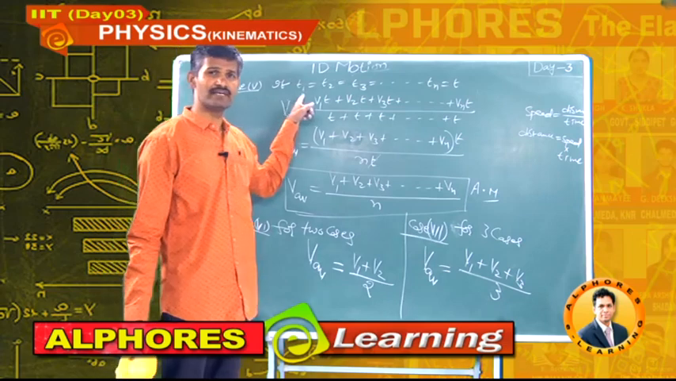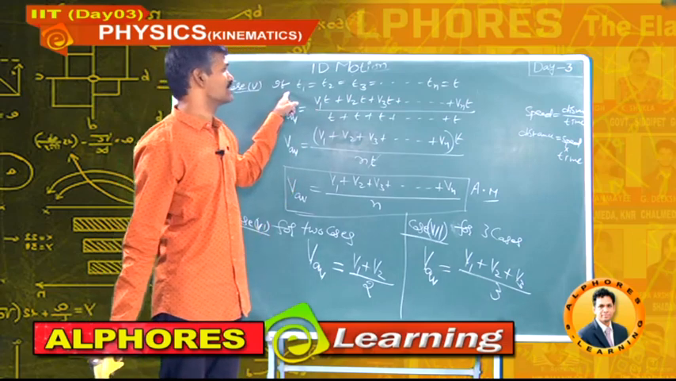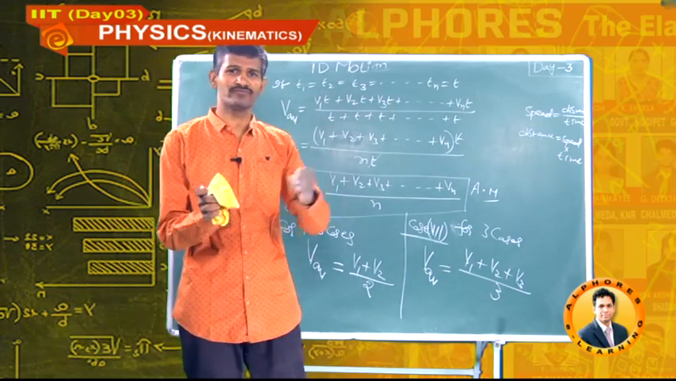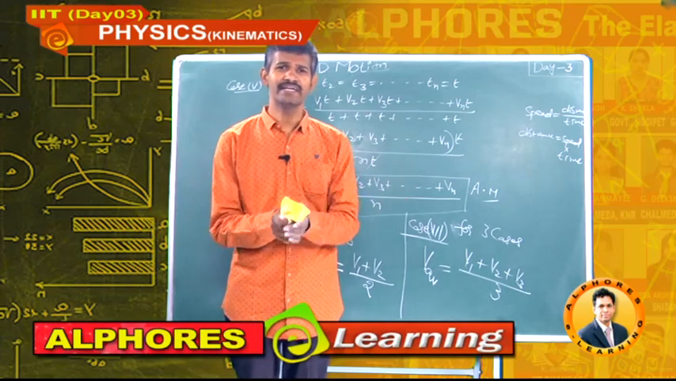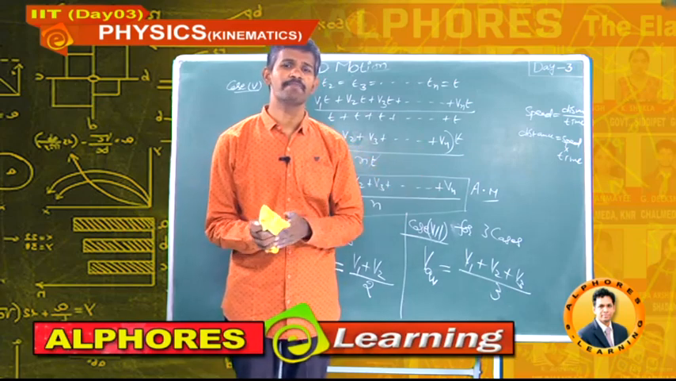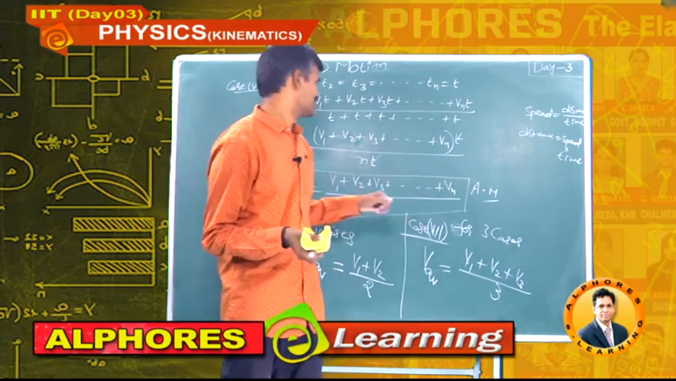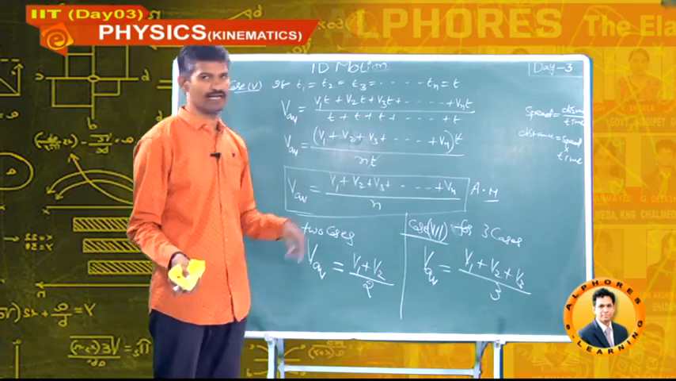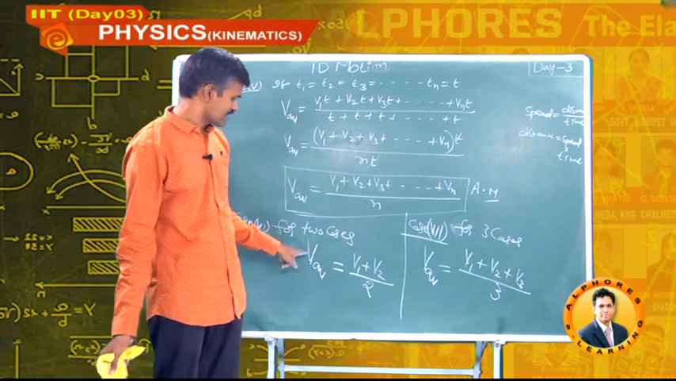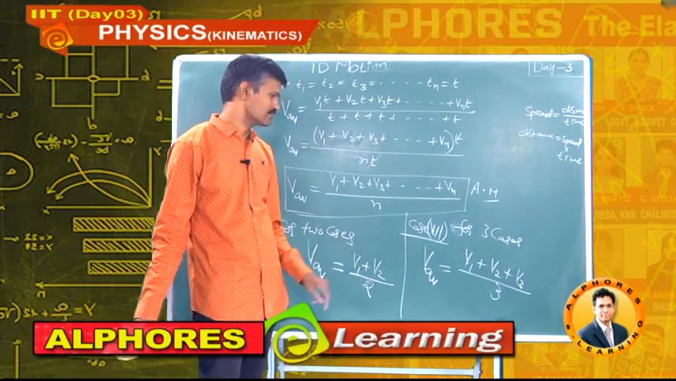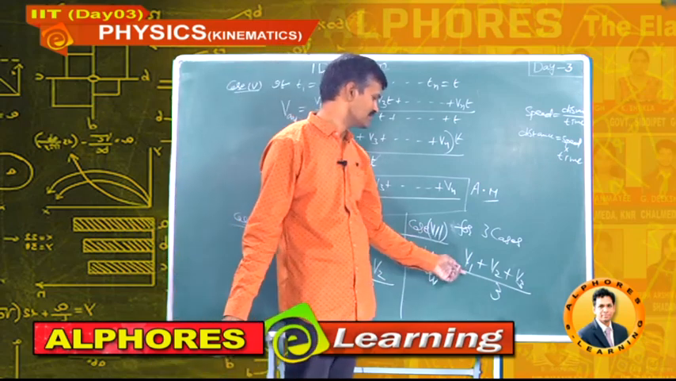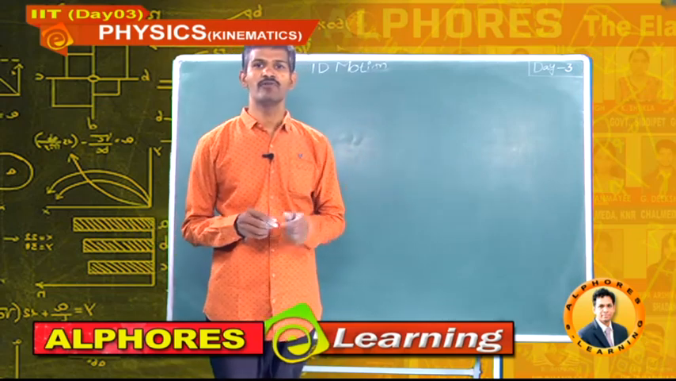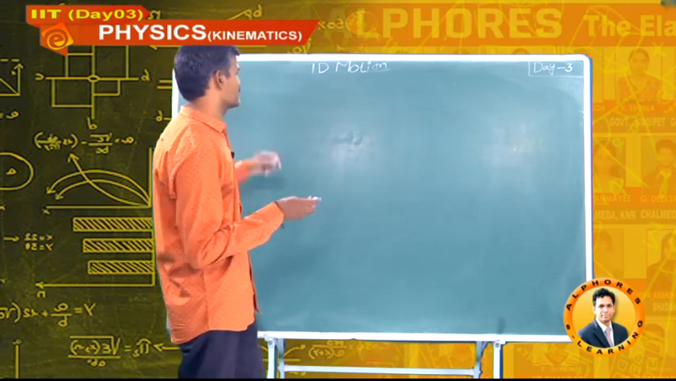So, students, it is a very important case. Here we are considering T1, T2, T3 as the same intervals. The body travels some S1 at V1 speed for T time, V2 speed for T time, and so on. In such cases, the average speed V average is (V1 + V2 + and so on Vn) by n. For 2 cases you can write V average equal to (V1 + V2) by 2. For 3 cases you can write V average equal to (V1 + V2 + V3) by 3. To understand this basic concept, I will give one example.